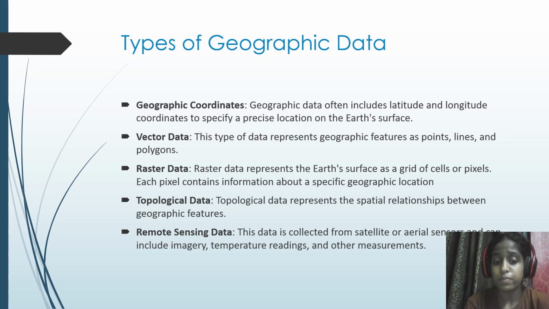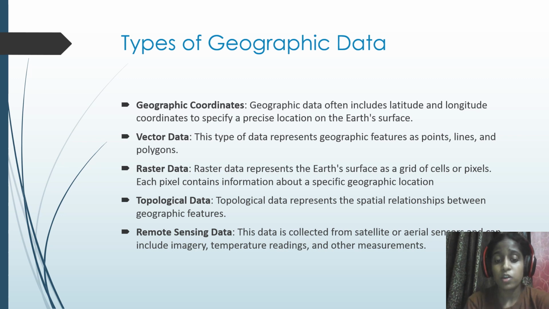And the third type is raster data. Raster data represents the Earth's surface as grids of cells or pixels. Each pixel contains information about a specific geographical location. Raster data is commonly used for satellite imagery, digital elevation models, and remote sensing data.